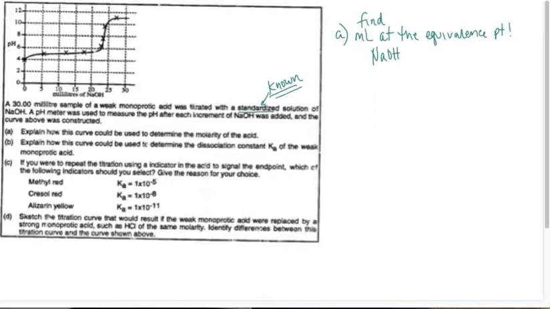So what would be my next step after that? Find the moles of the known. So we can take the molarity of NaOH times the liters from here, from the equivalence point, and what does that give us?